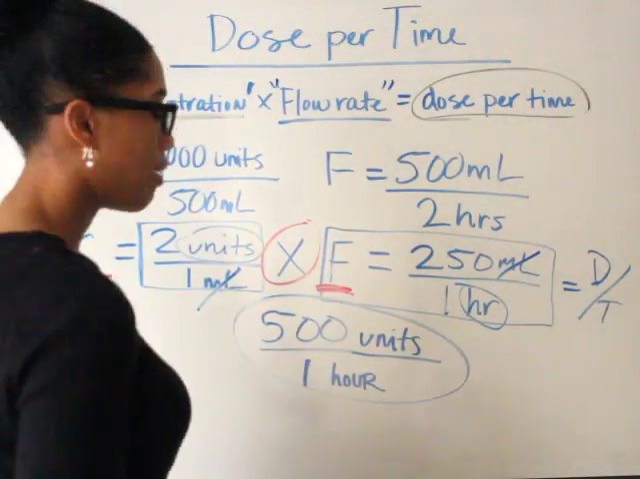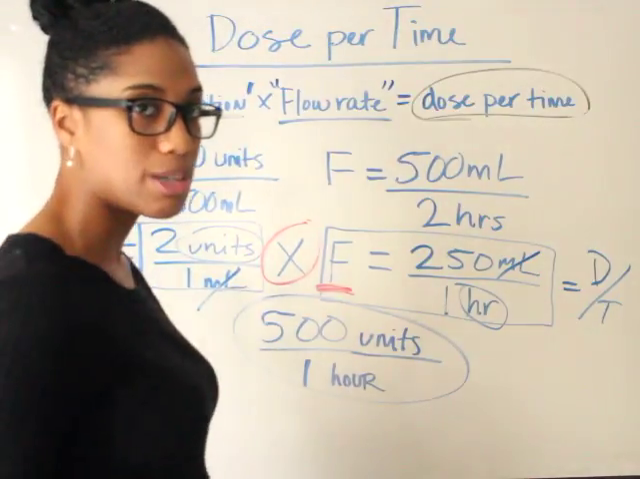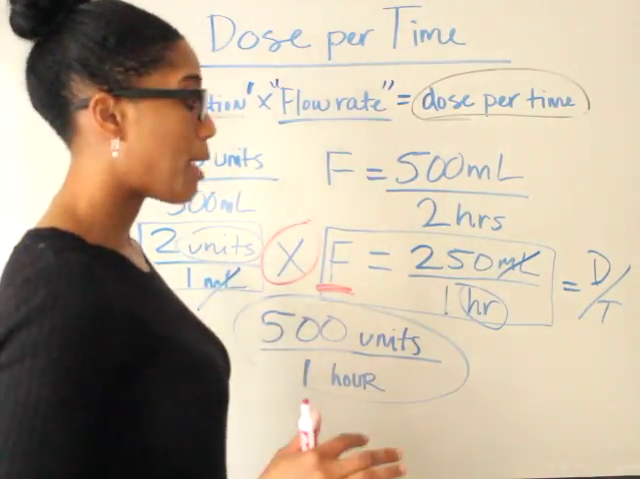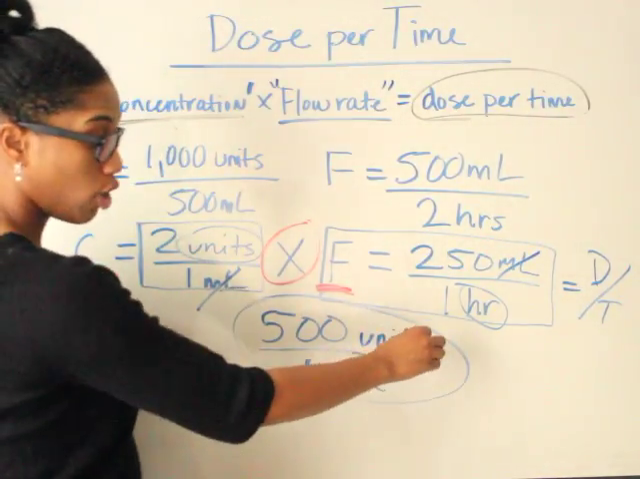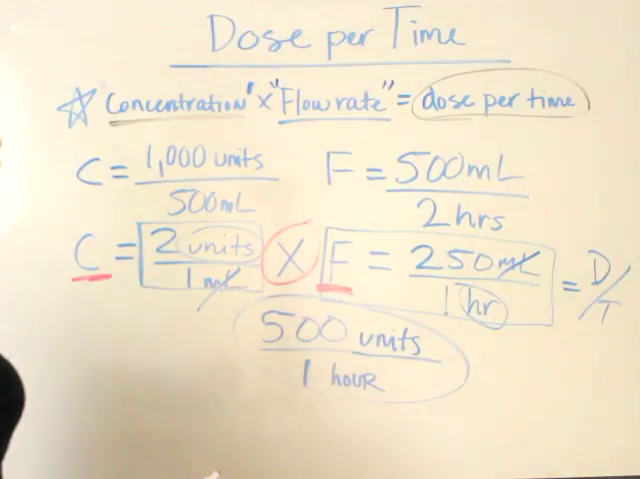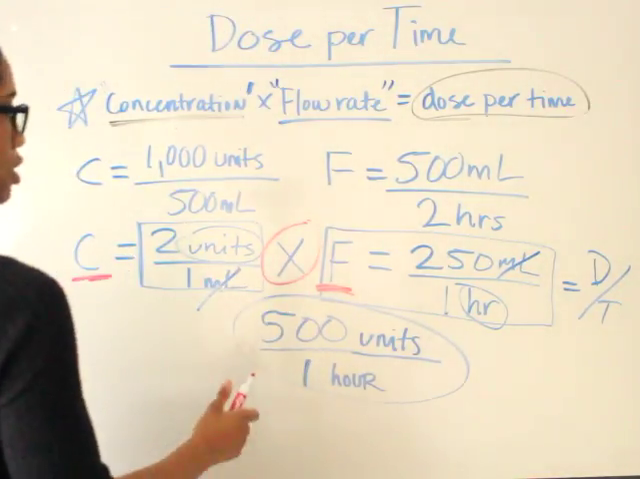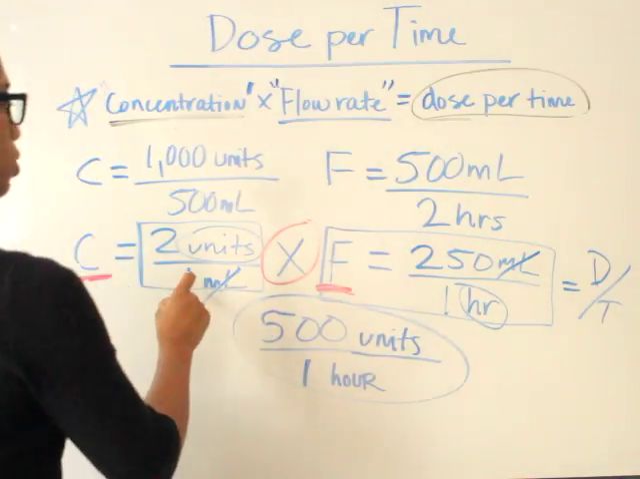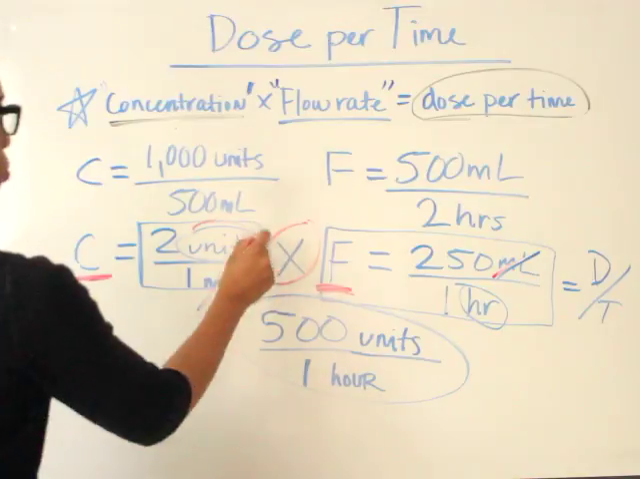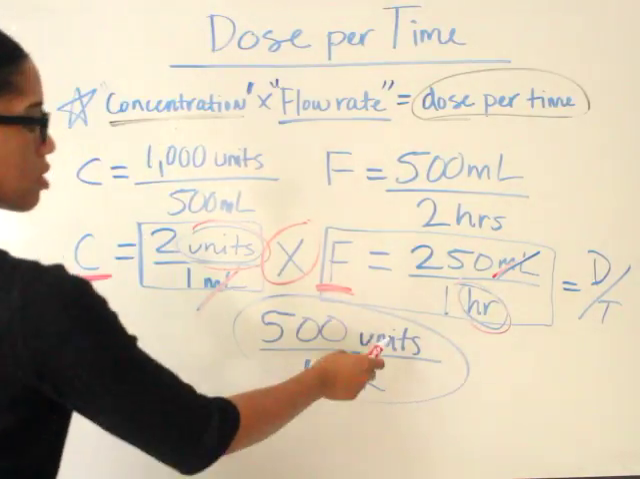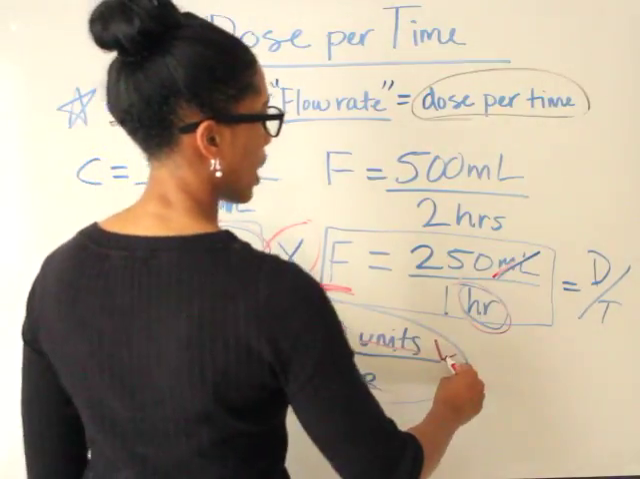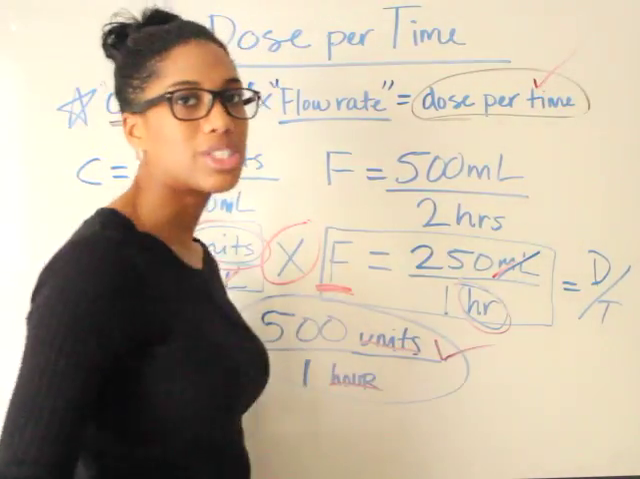And of course, you need to have your correct units, because on the PTCB exam, they may have ml up here instead of units, and that would be incorrect. So you want to make sure that you're lining everything up neatly so you can keep up with your units. The ml crosses out here, crosses out there. That leaves you with units per hour. So that lets you know that it's units per hour here. And that's how you calculate dose per time.